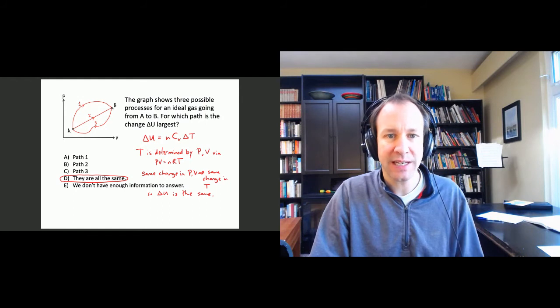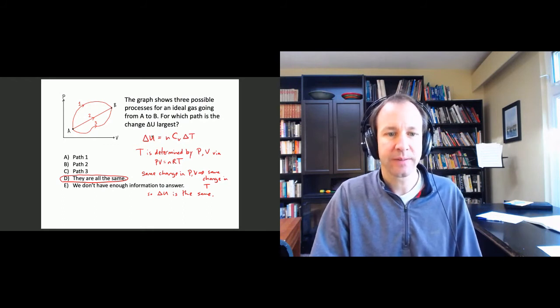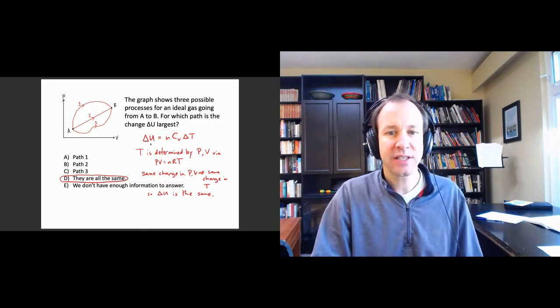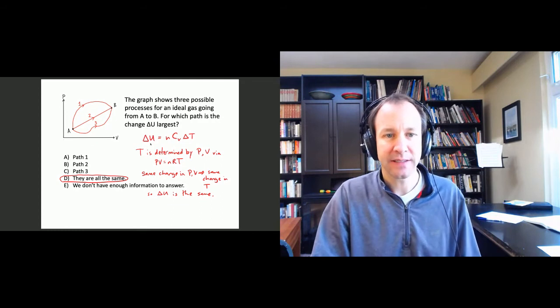The only information I needed to know to calculate this delta T was the initial pressure and volume and the final pressure and volume. Since those are changing in the same way in all the three processes, we're going to get the same change in temperature, and so the same change in the internal energy. Okay. So the change in internal energy is path independent.